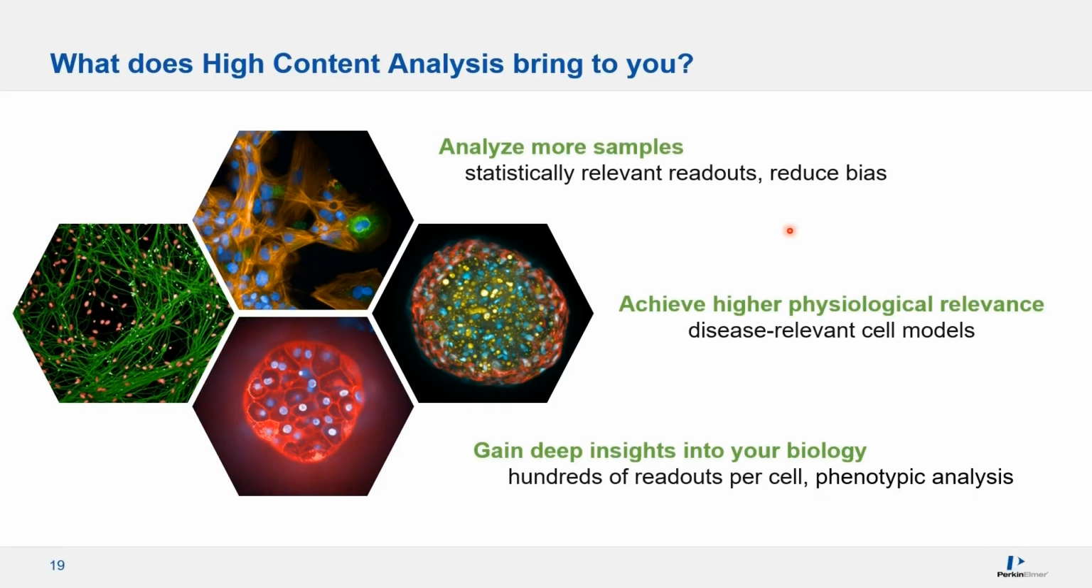And we can generate hundreds of readouts per cell. So instead of just analyzing parameters like the fluorescent intensity in flow cytometry, high-content imaging allows us to analyze the phenotype of cells and allows us to generate a phenotypic fingerprint consisting of a detailed morphological description of every cell in the assay.